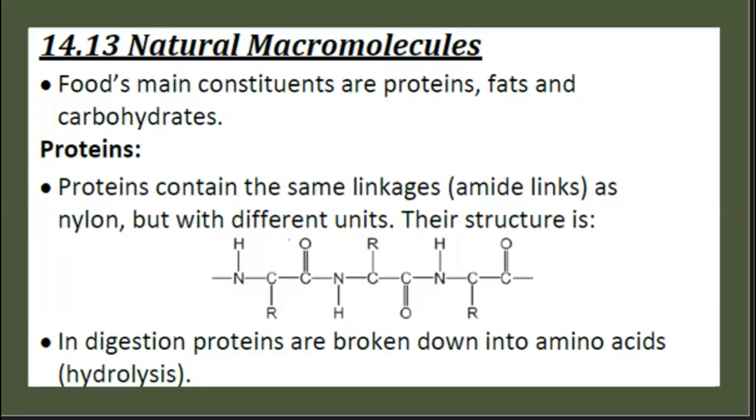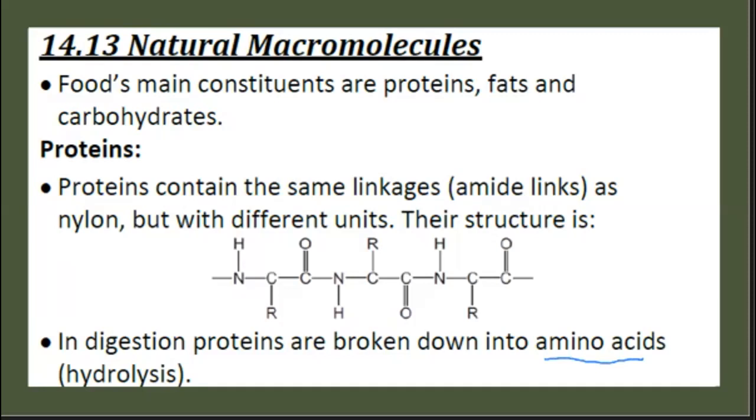So when I speak of that amide linkage, I'm talking about the C double bond O, NH, this link right here. C double bond O, NH, this is the amide linkage. So in digestion, proteins are broken down into amino acids by a process of hydrolysis. Right? It means that one amino acid comes and binds to another amino acid, and we have the formation of a peptide. If we have many peptide units, we will have what is called a polypeptide, right?